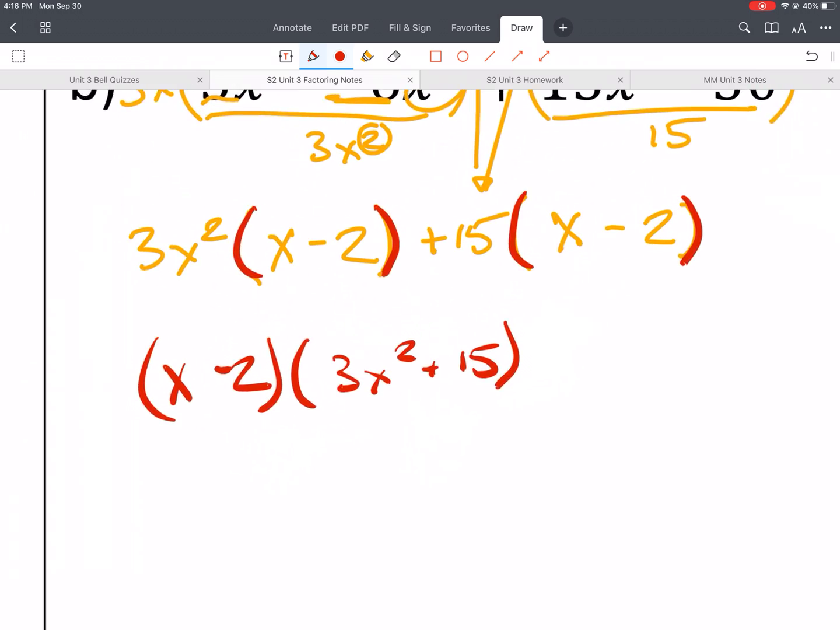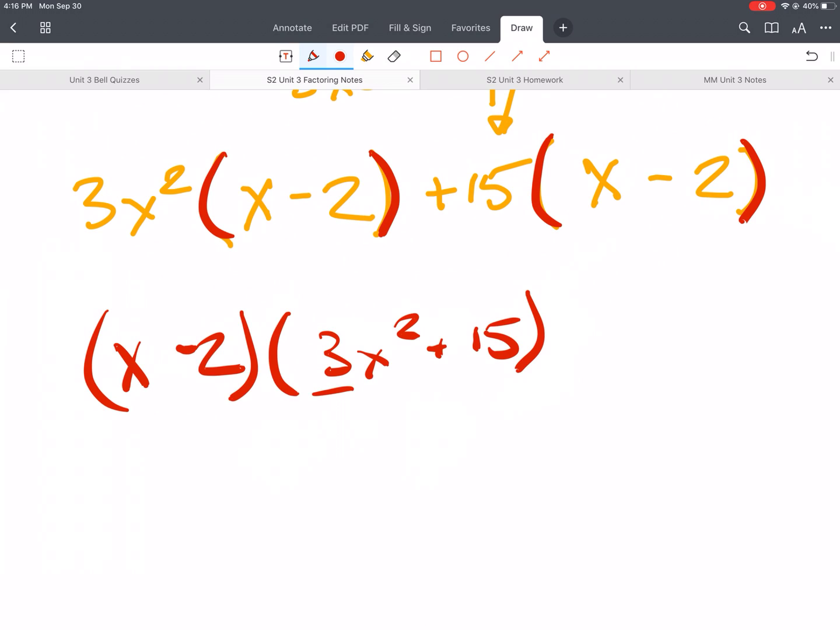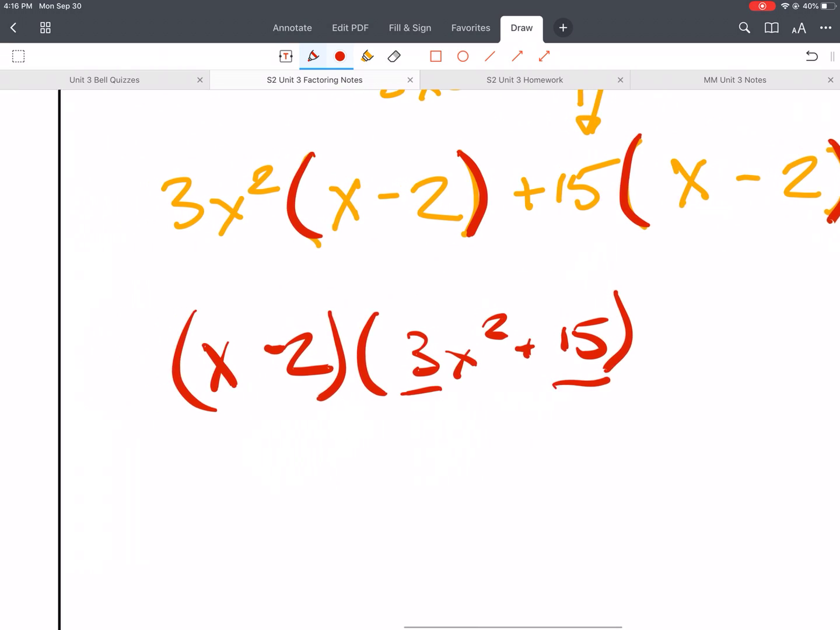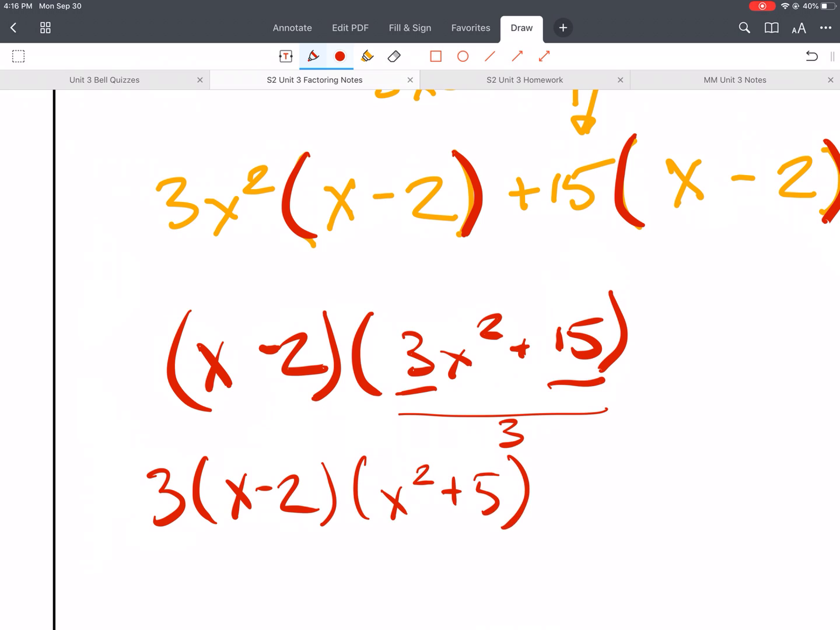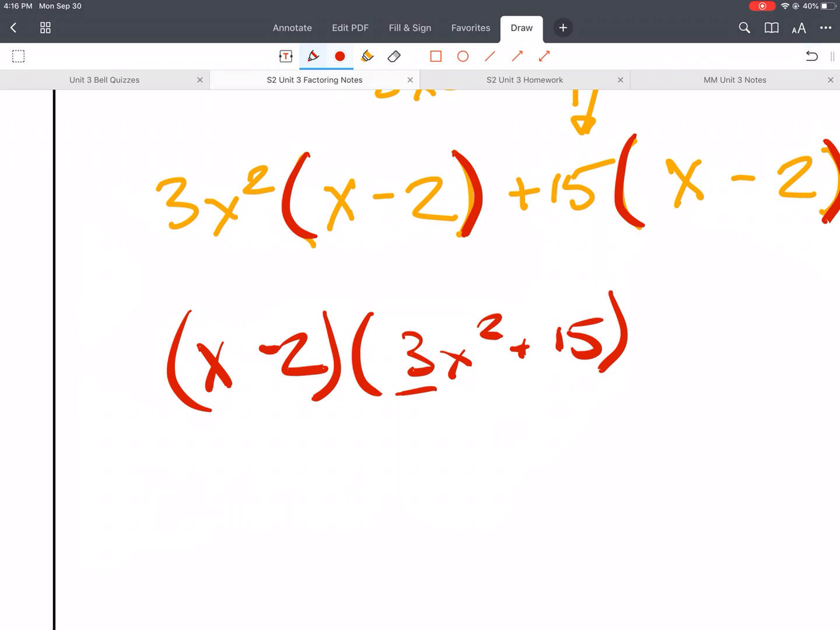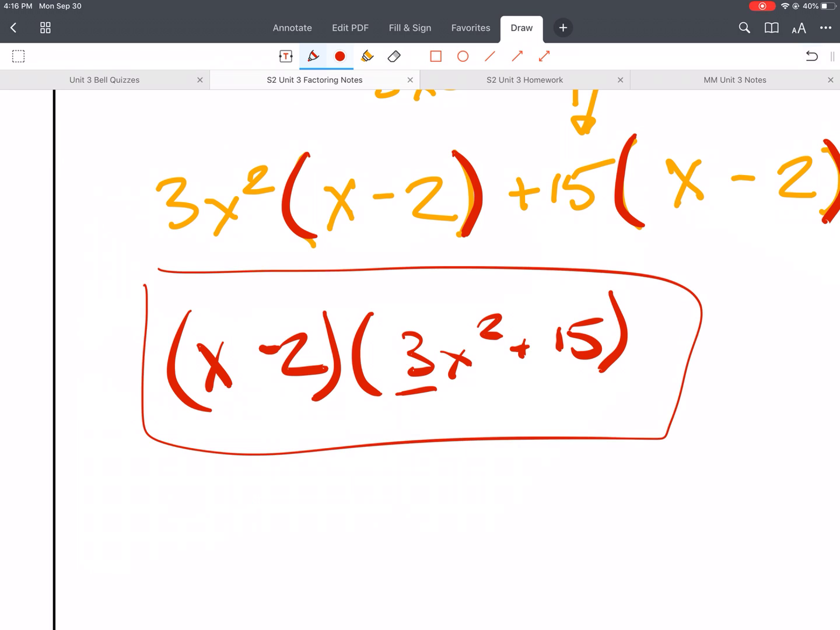Okay, so for example, here, since we have a 3 and a 15, we could factor out a 3. We get 3 times x minus 2, and then we would end up getting x squared plus 5. And we could even factor further, but we haven't covered how to do that yet. So let's just stay at this point for now.